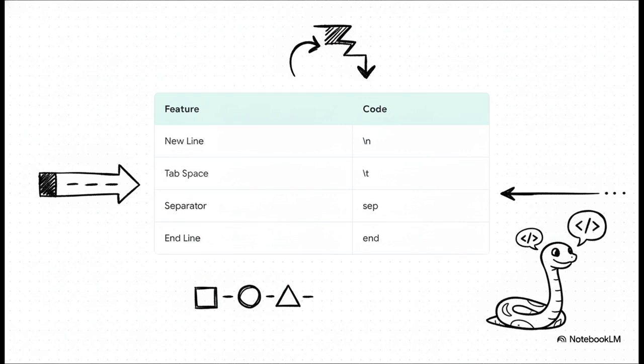And normally, print just drops down to the next line when it's done. If you want to keep printing on the exact same line, you just use the end parameter and set it to a space. It's all about getting your output to look exactly how you want it.